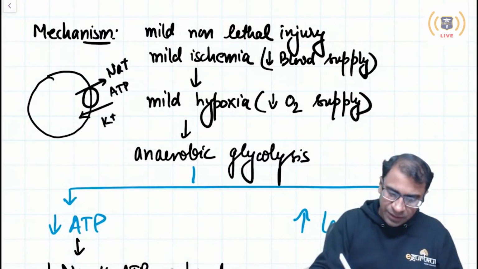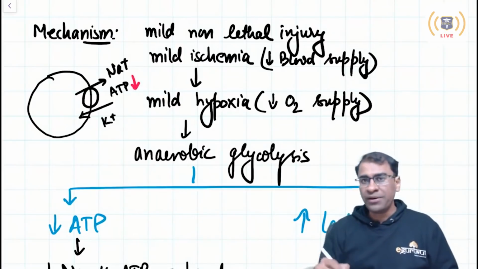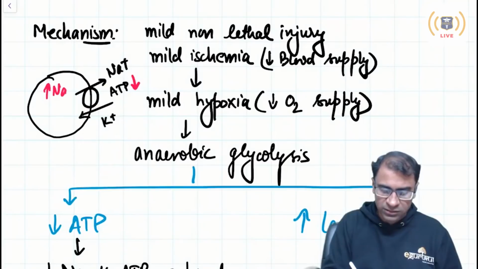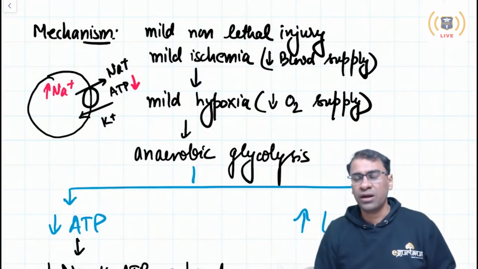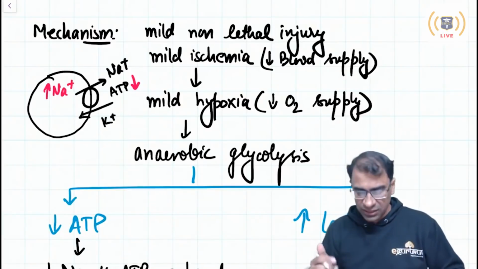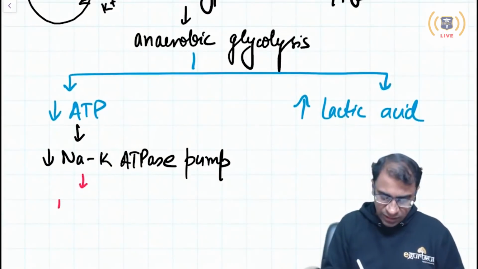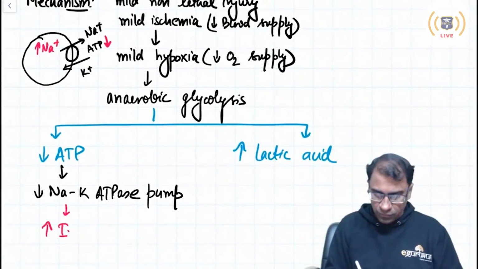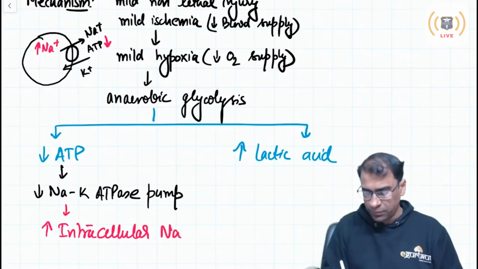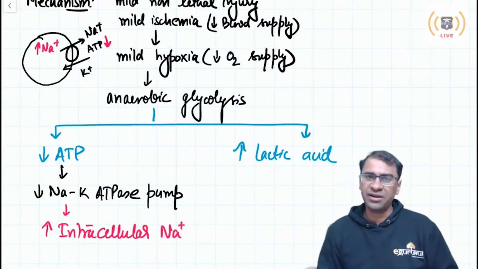Now, the ATP is reduced here. The moment ATP is reduced, what happens in a cell as the ionic changes? An increase in the sodium occurs. So the result of the sodium potassium ATPase pump decreasing is that it causes an increase in the intracellular sodium.